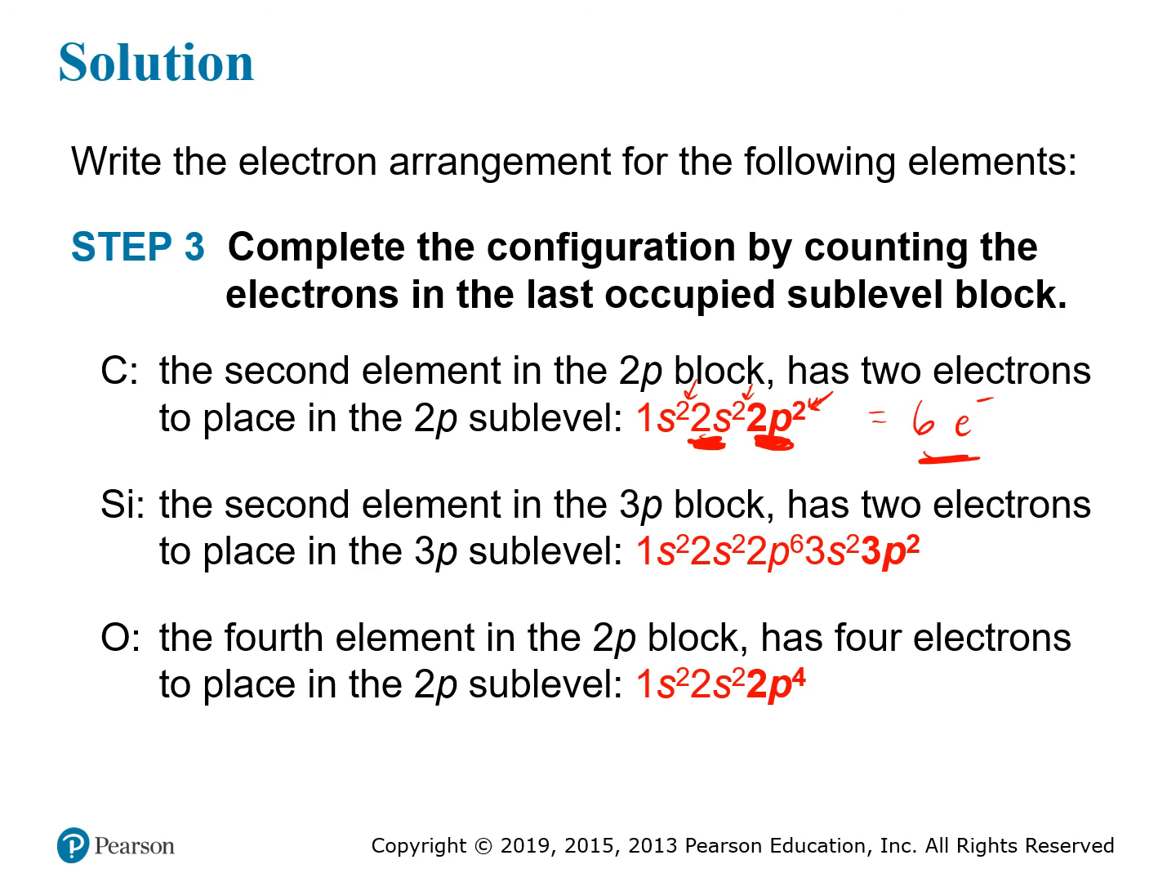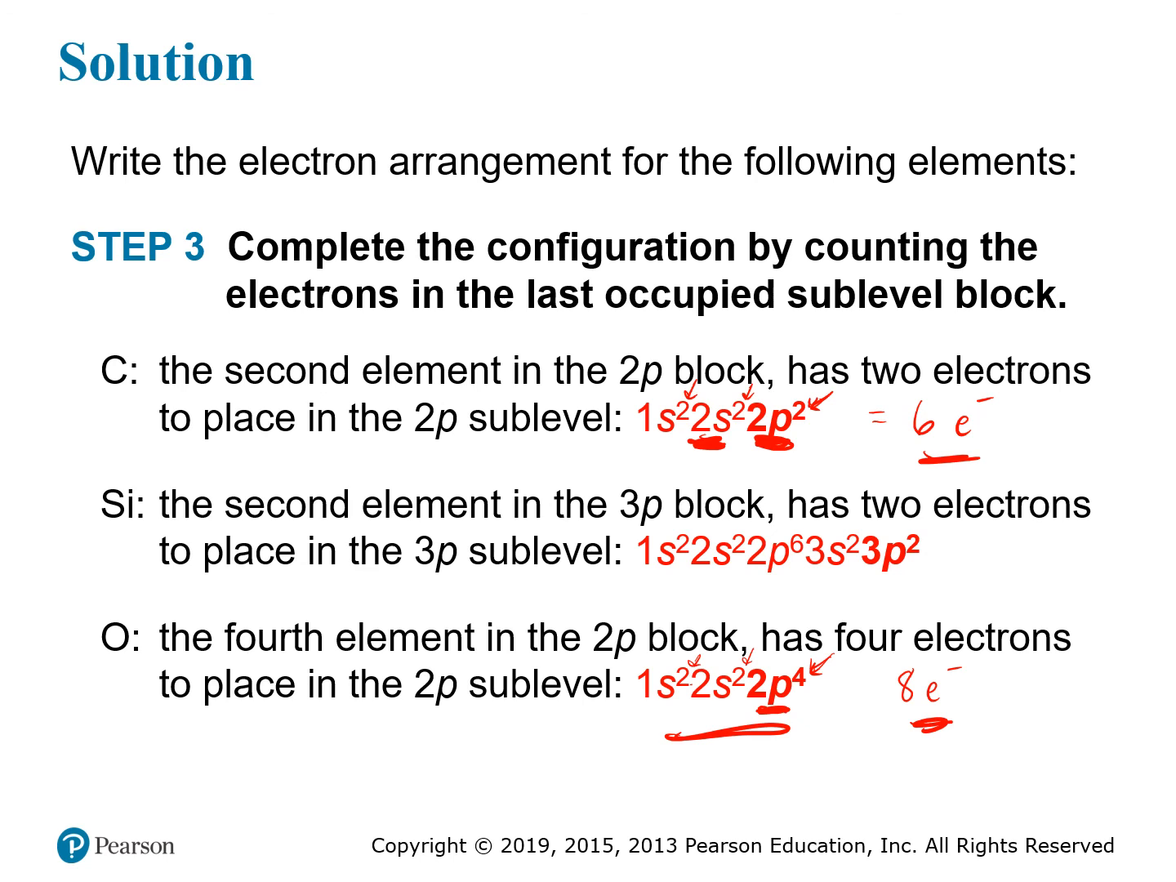I'm going to skip to oxygen because it's basically the same, except oxygen is 4 columns into the 2p block. So instead of being 2p2, which would be carbon, it's 2 columns more, which means 2 more electrons. So 2 plus 2 plus these 4 gives you 8 electrons. And since oxygen is atomic number 8, this is the complete configuration for oxygen.